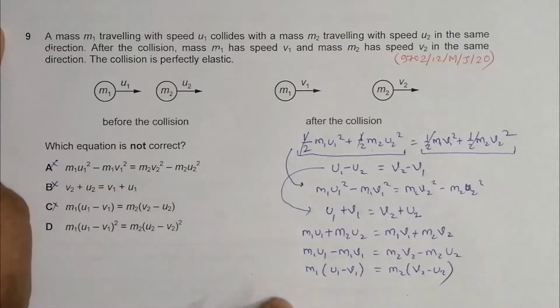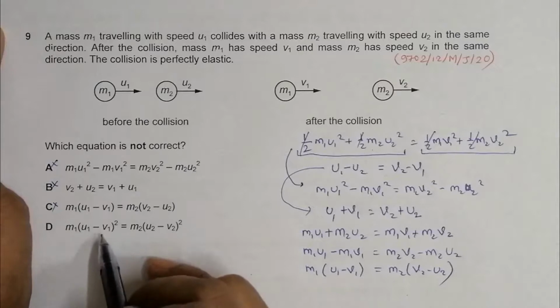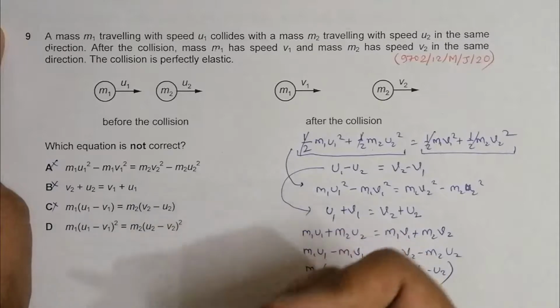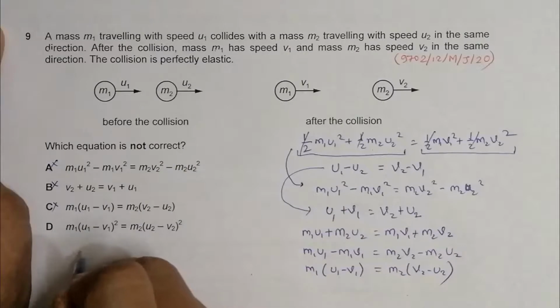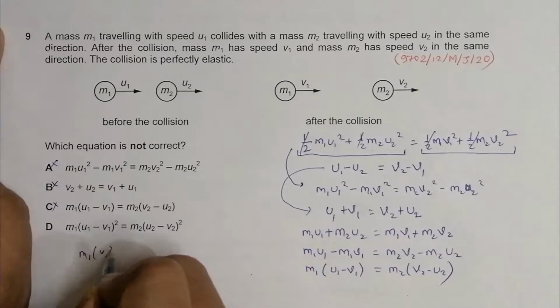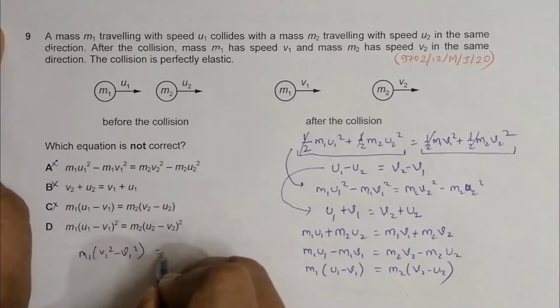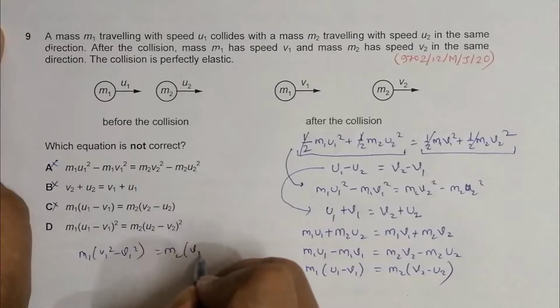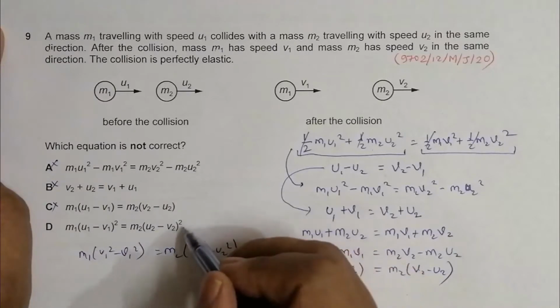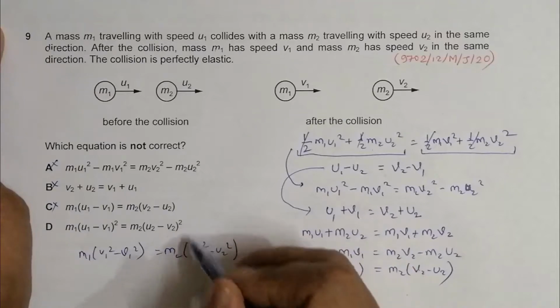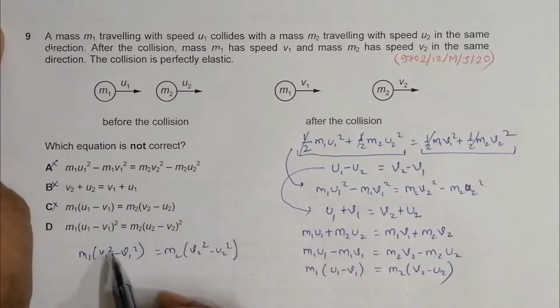So choice number D is a wrong thing. It's wrong because actually it is trying to deceive us. It is just trying to get our mind intermixed with this one. So in equation 1 we have m1 bracket u1 square minus v1 square is equal to m2 bracket v2 square minus u2 square. So this thing gets confused with this thing. So here this is true.